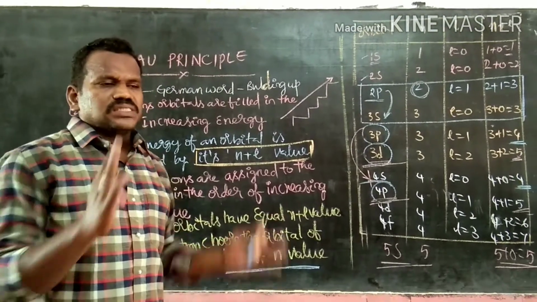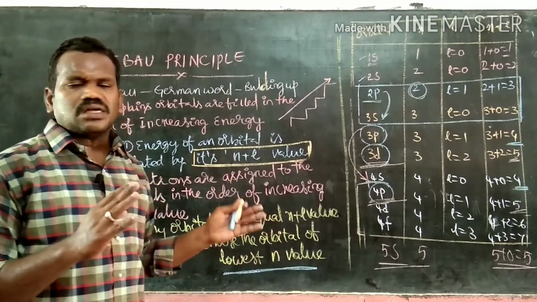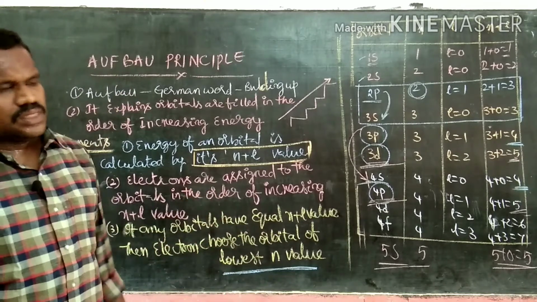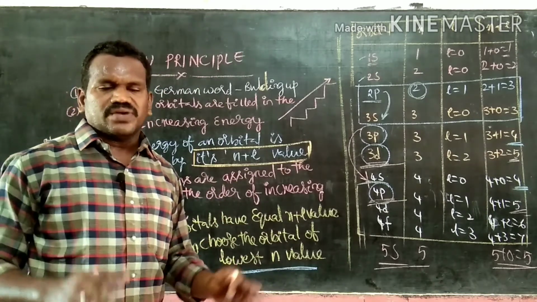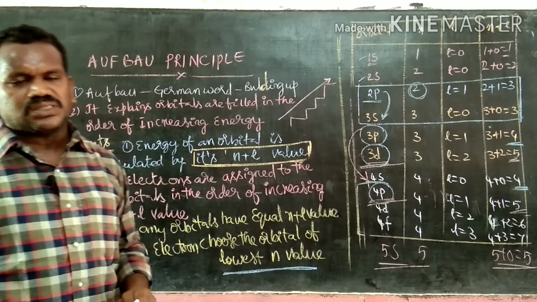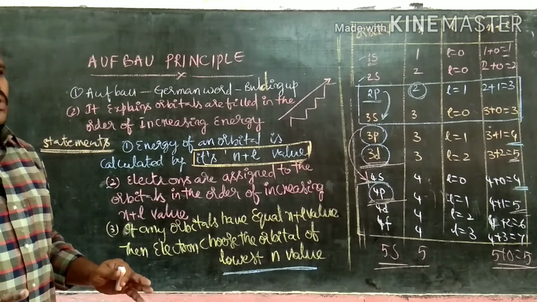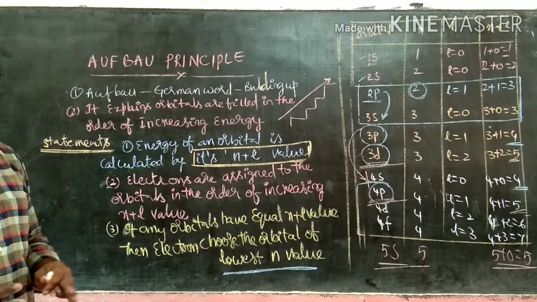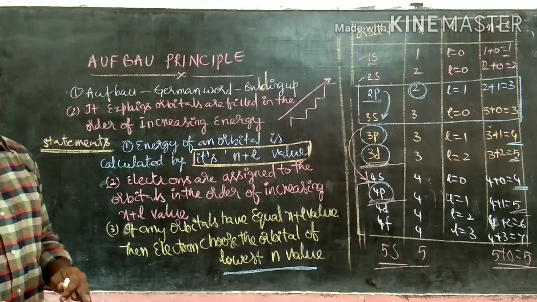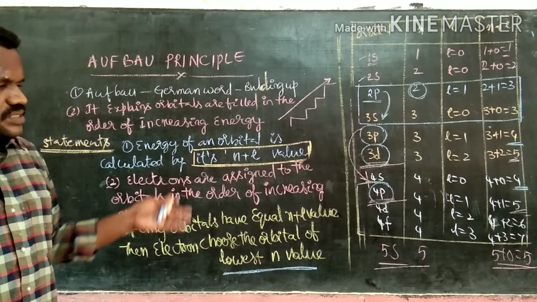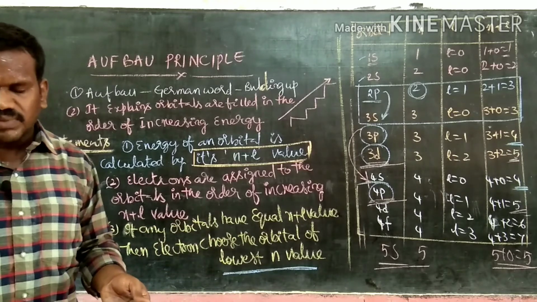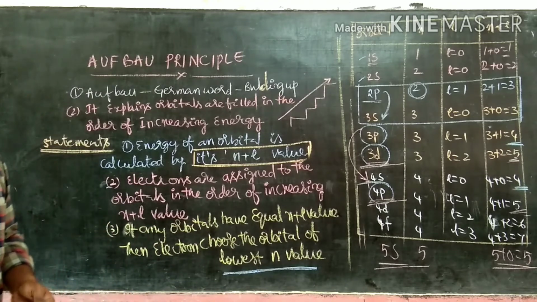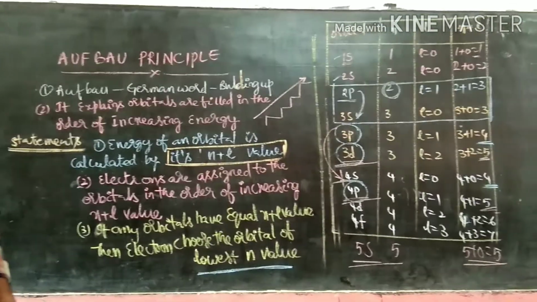Now we can see the Euler chart on the table and on the board. We can discuss that. Nowadays we follow the Euler chart to write the electronic configuration of elements. Let us discuss the next rule used to describe the electronic configuration of elements, that is Hund's rule.